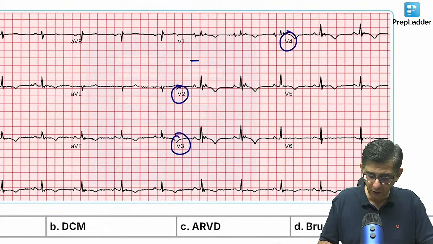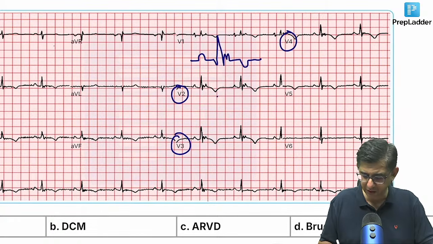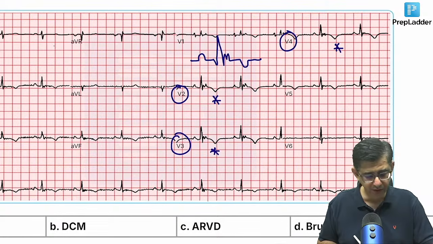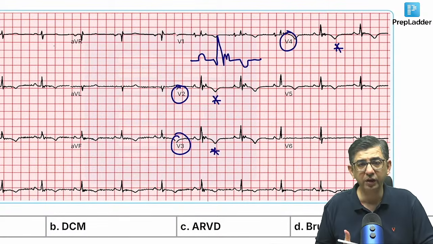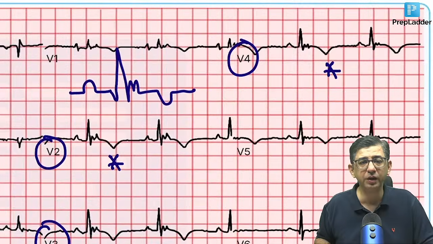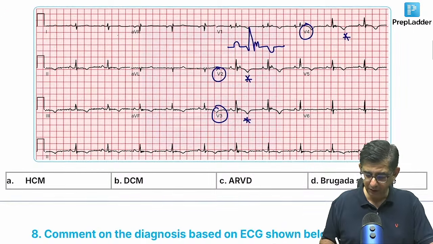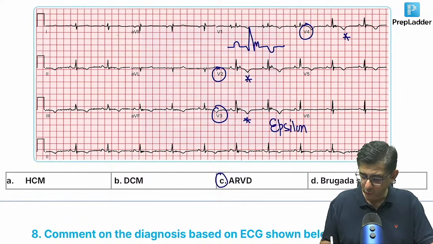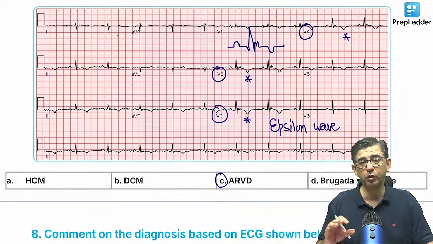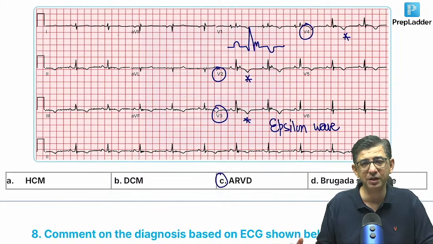Do you want me to draw this before you? Okay, I'll do that. This is the R, then the S that is coming, and then we can see this notching with the T wave inversion. You can notice T wave inversion coming up in V2, V3, V4, and then there's that notching that is present. The moment that notching is present, I'll zoom it in as well. We are going to call it an epsilon wave, and that epsilon wave would help you in identifying arrhythmogenic right ventricular dysplasia.